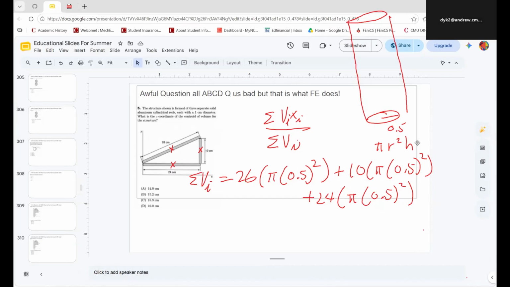So I get 47 on the bottom. Um, yeah. So this, I get 47 on the bottom.